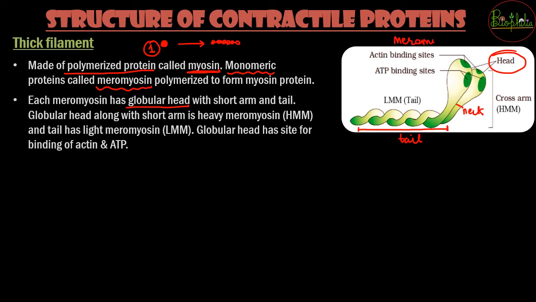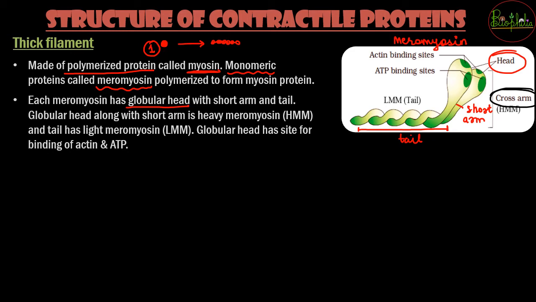What are we studying over here? You are seeing a single unit of myosin protein, that is the meromyosin. So meromyosin में एक head होगी, एक short arm होगा, that is the neck, and the tail. Now globular head along with the short arm. So instead of to confuse you with the term neck, let us use the short arm only. So the head and the short arm together is going to be called the cross arm.